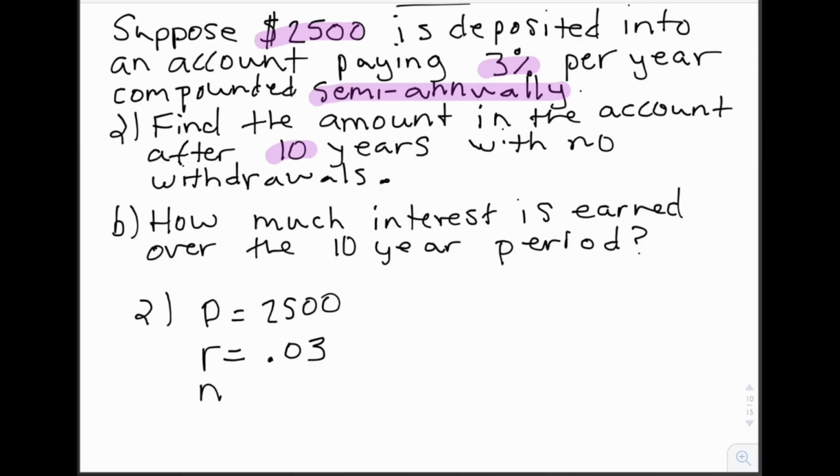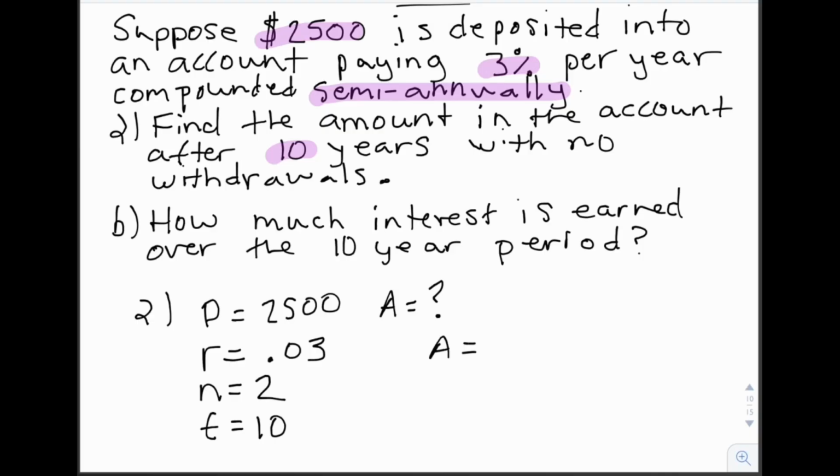Now, our N, it tells us, is going to be equal to what? Well, it told us that it was semi-annually, so in other words, a 2. And then T is going to be equal to, it told us 10 years, so T is equal to 10. And essentially we are solving for our A here. So all we need to do is go ahead and plug this information into our formula to figure out what our A is going to be.